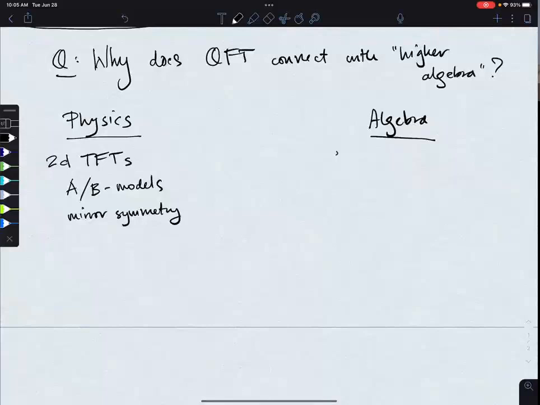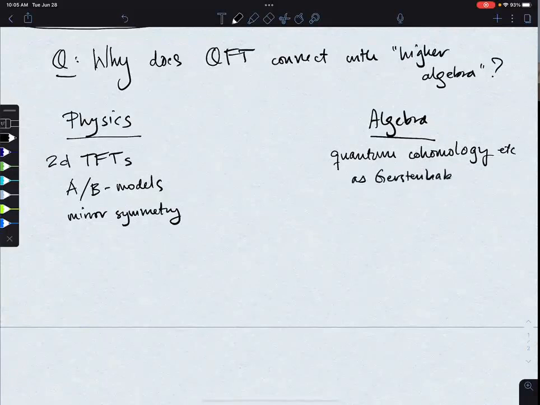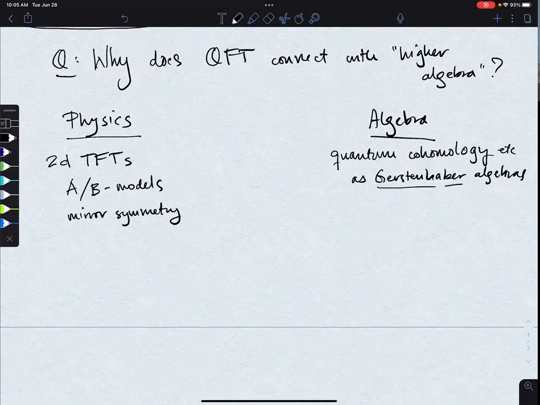There are things like quantum cohomology, which is some interesting deformation of ordinary cohomology. And there are other examples like polyvector fields. You don't need to know what these are, but I just want to put some words on the page. So there are things like Gerstenhaber algebras, which are a rather fancy kind of algebra.